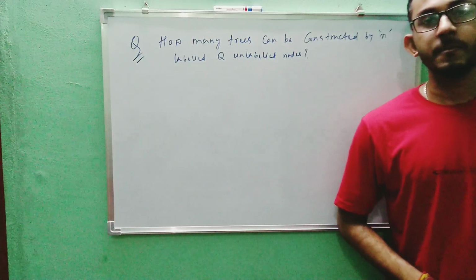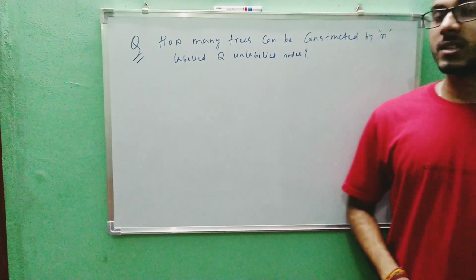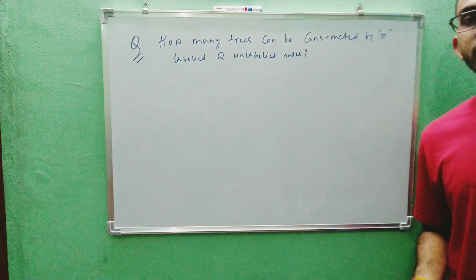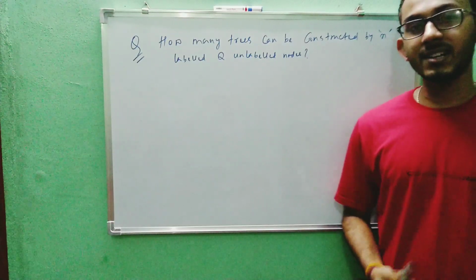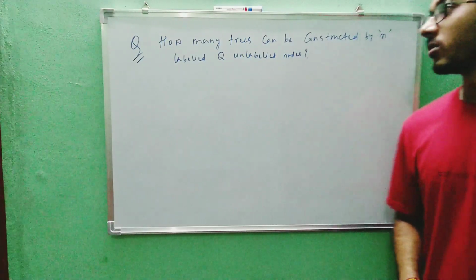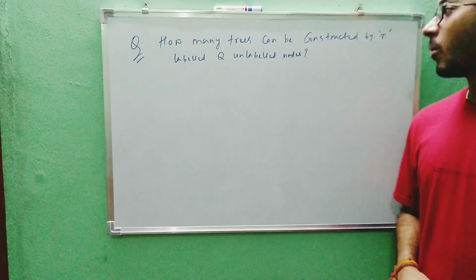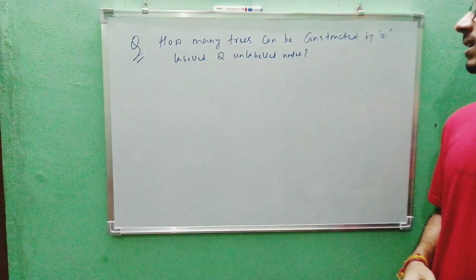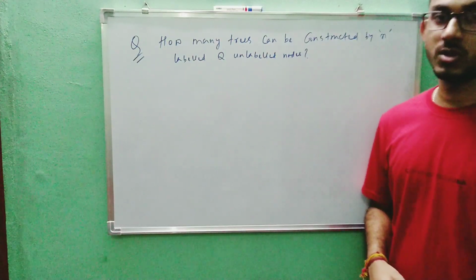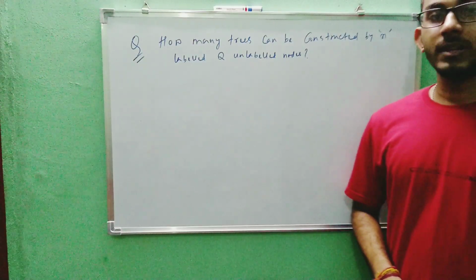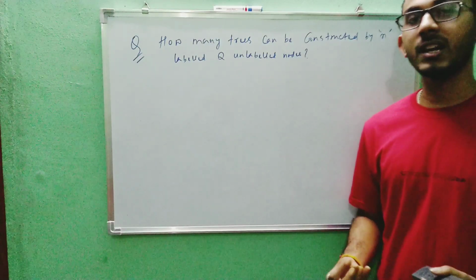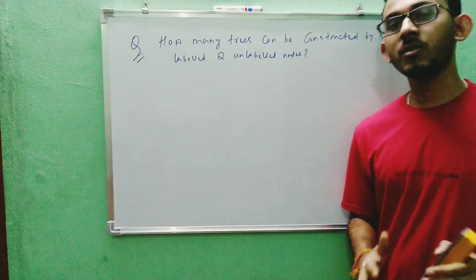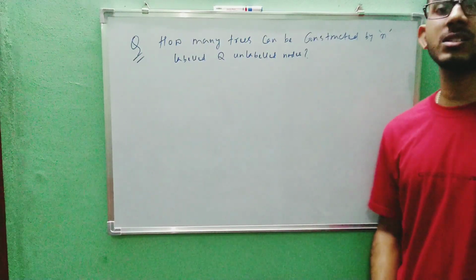This is Shubhajit here. Today we are going to study one of the topics which is actually a part of graph theory, but it is also studied in tree data structure. So the question here is how many trees can be constructed by n labeled and n unlabeled nodes. If we are provided, let's say, 3 labeled nodes or 3 unlabeled nodes, using those 3 nodes how many different trees can be constructed.